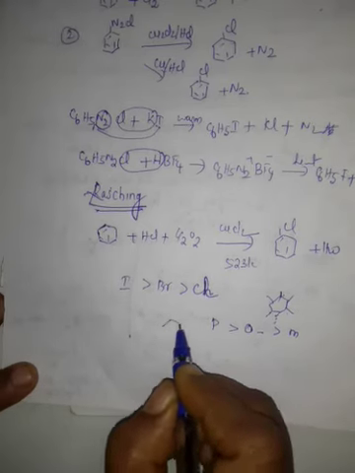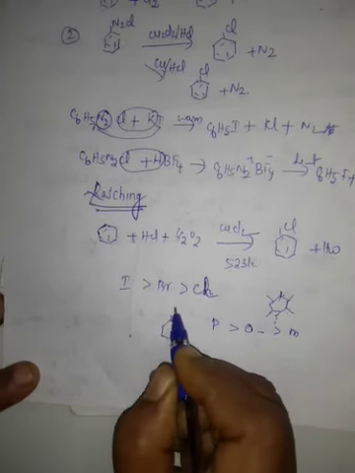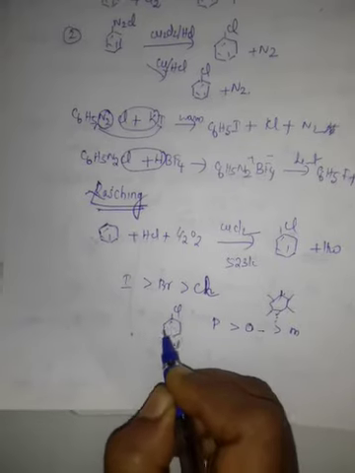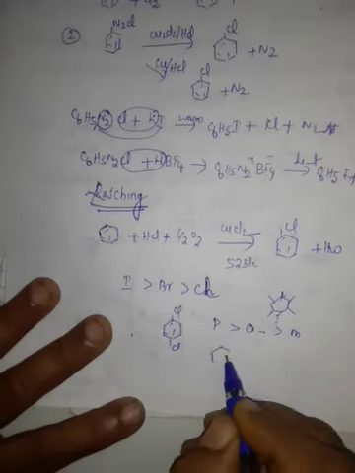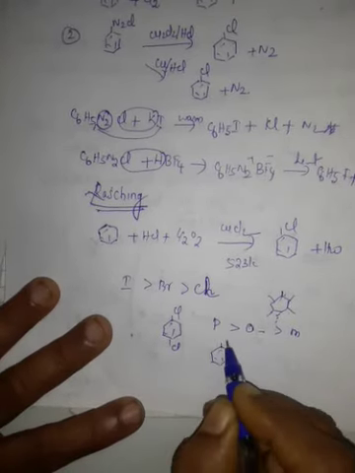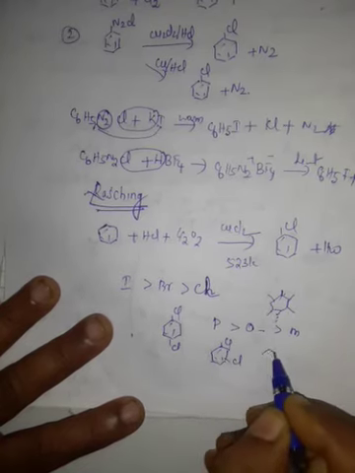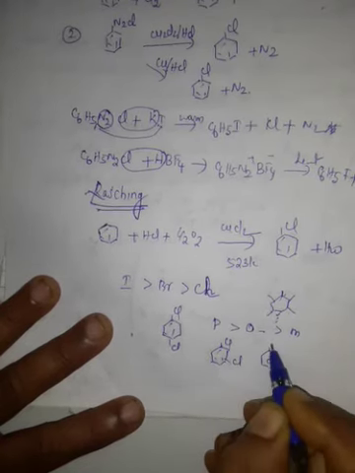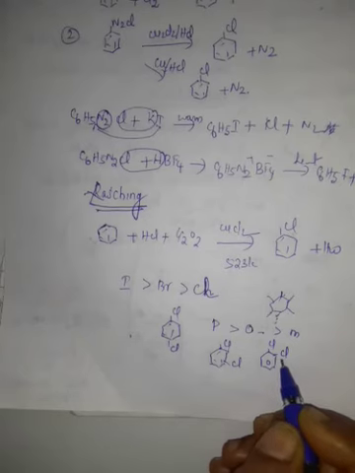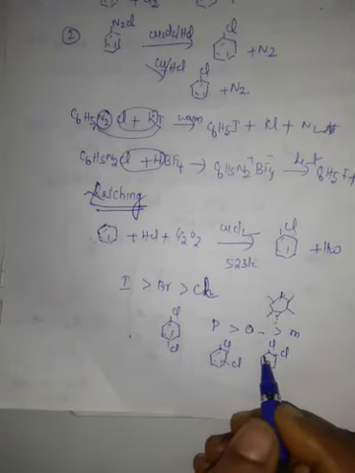That is, this is para-dichlorobenzene. This is metadichlorobenzene. This is orthodichlorobenzene.